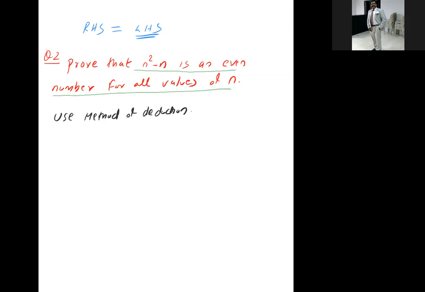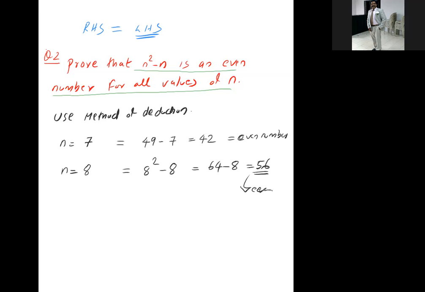So n can take any value, correct? You arbitrarily put some values. Can you put one which is odd and one which is even? Suppose, for example, you substitute n is equal to 7. 49 minus 7 is equal to 42, that is an even number. Then input an even number, n is equal to 8. 8 squared minus 8, that is 64 minus 8, is going to be 56. That is also an even number. Now say n is equal to 100.